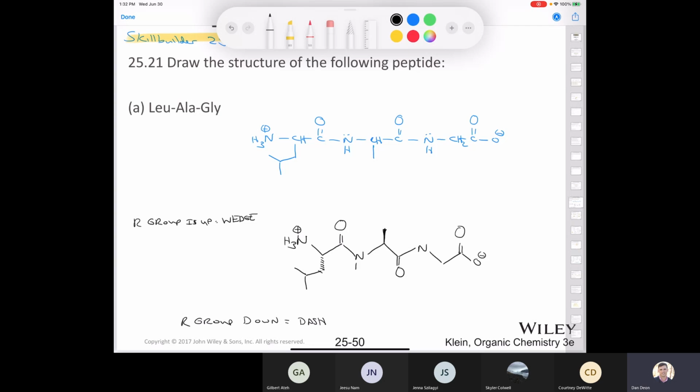There you go. And now we put in our hydrogens, and that's it. Okay, and that is true for any amino acid. If the residue is pointing down, it's drawn as a dash. And if the R group is pointing up, it's a wedge 100% of the time. All right, there you go. And that would be the structure of our leucine, and then we have alanine, and last we have glycine, just like that.